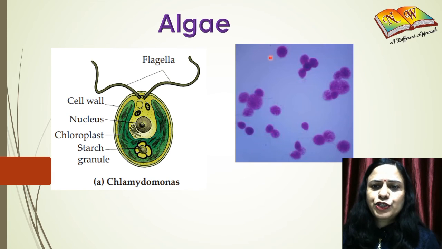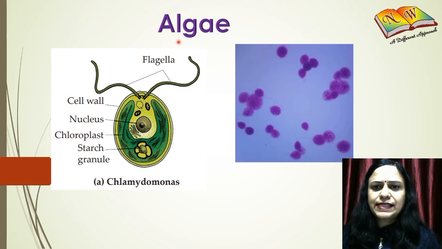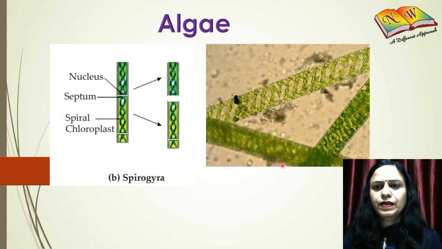This slide shows you what Chlamydomonas looks like. Chlamydomonas is a kind of an alga. You can see it has these thread-like structures known as flagella, which help in locomotion. It also has a cell wall, nucleus, chloroplast, imparting the green color, making it photosynthetic in nature.